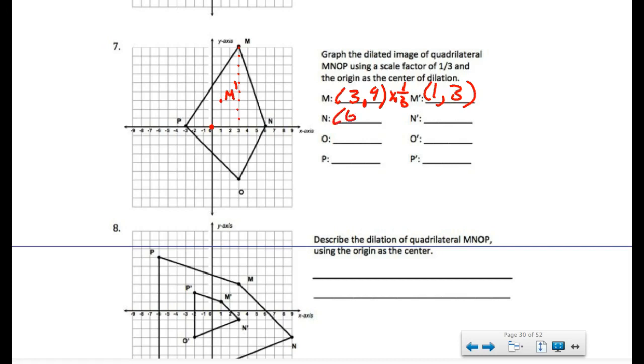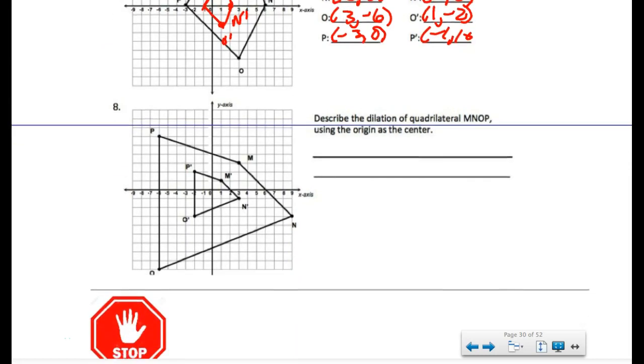N is sitting at 6, 0. When I take 1/3 of that, I get 2, 0. So this is my new N. O is sitting at 3, -6. Taking 1/3 of each of those, I suck it in to 1, -2. I'm going to write these a little bit neater. And then this is O prime. And then my last one, P is at negative 3, 0. And when I do a third of that, I get negative 1, 0. And when I reconnect these, trying to draw it nice, I've just sucked that thing in to 1/3 of its distance from the origin.